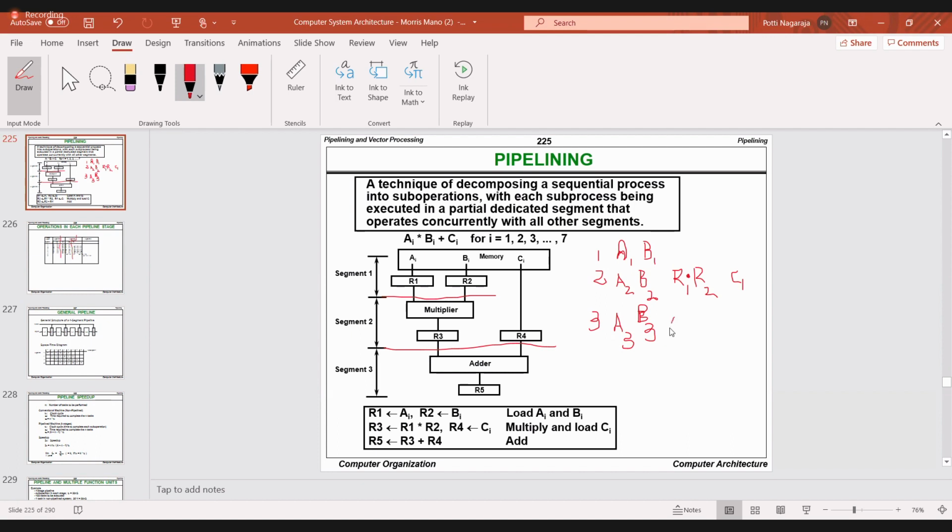So what is the answer? A2 into B2. Can anyone tell me, what is the R4 value? C2, sir. R4 is C2. Very good.